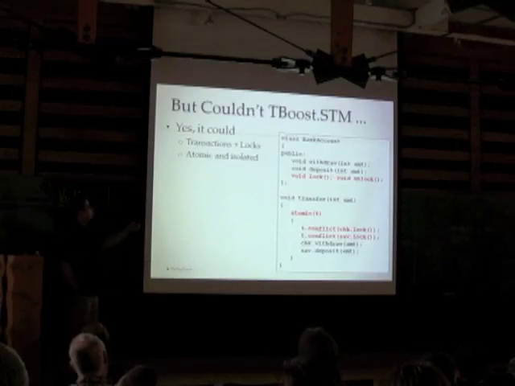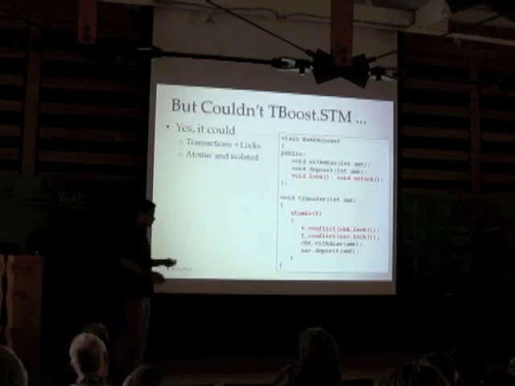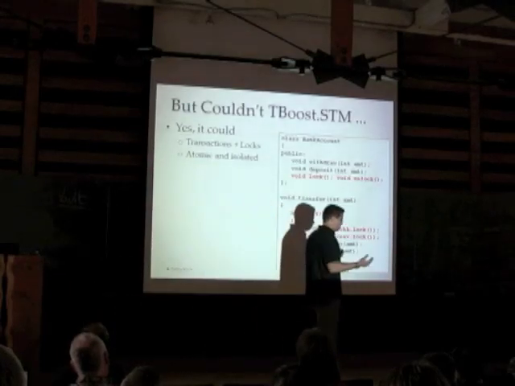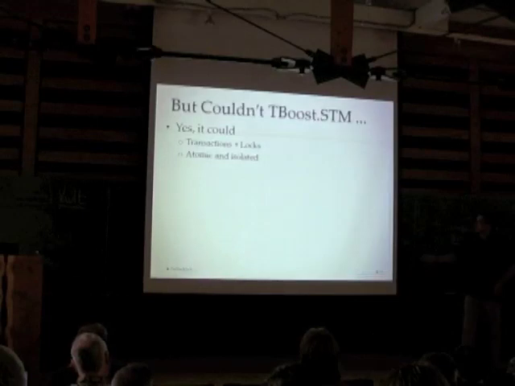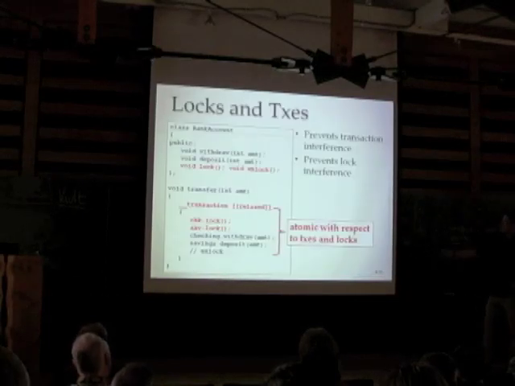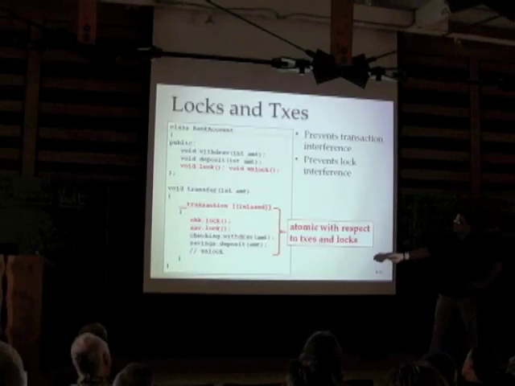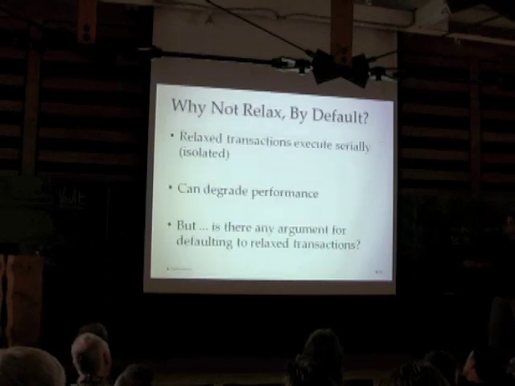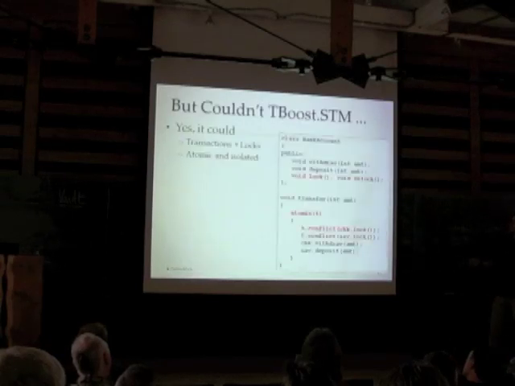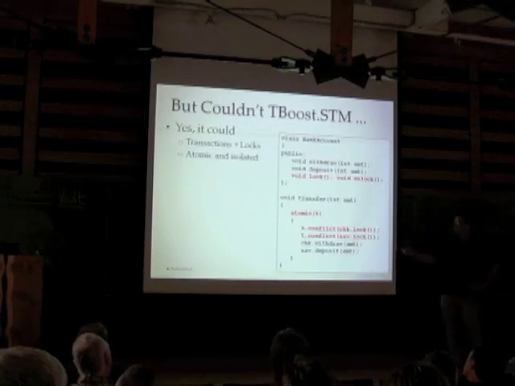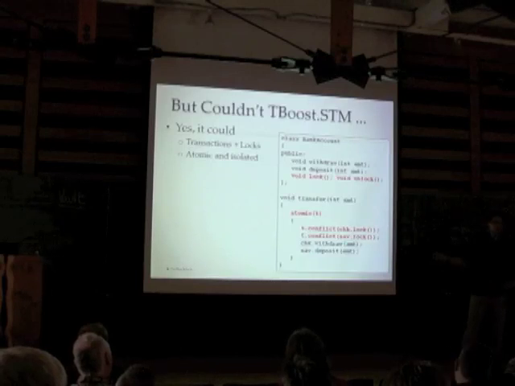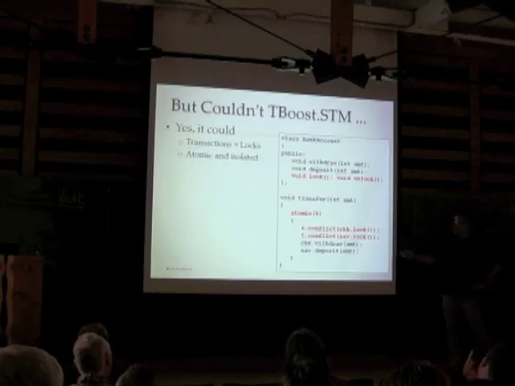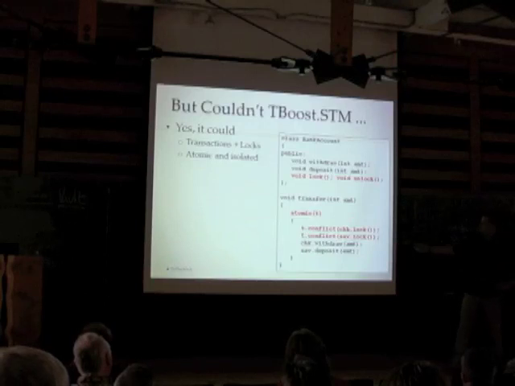So one of the points of this slide is, if we go back just a slide here, we see that with relaxed transactions, we still have to acquire these locks in order to get atomicity with respect to transactions and locks. And some of you that may be familiar with TBoost.STM may be asking yourselves, couldn't we already do this with TBoost.STM without actually acquiring the locks? And we could. You basically get atomicity with respect to transactions and locks without actually acquiring the locks.